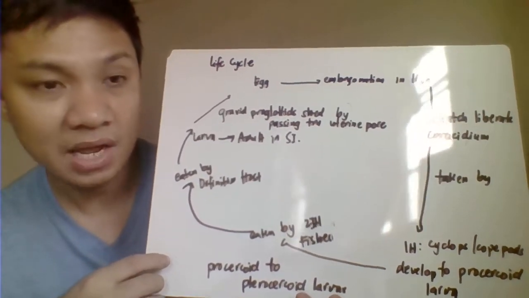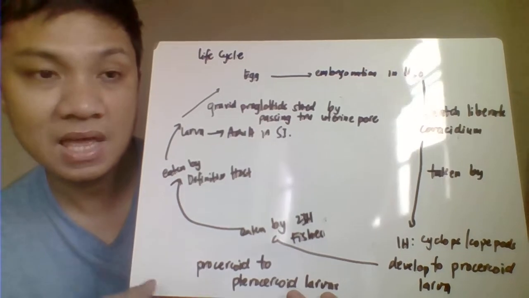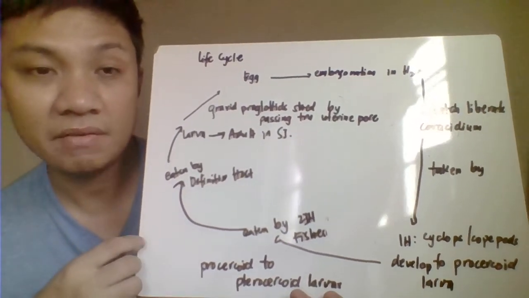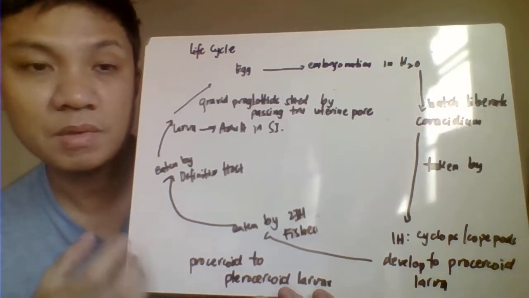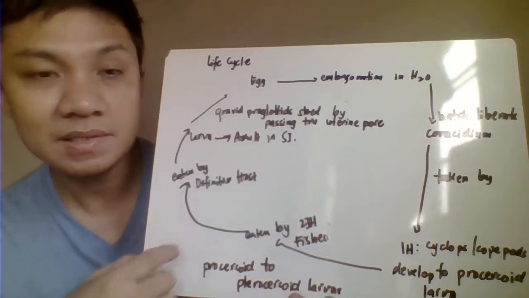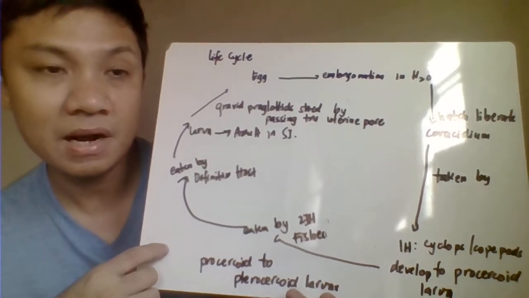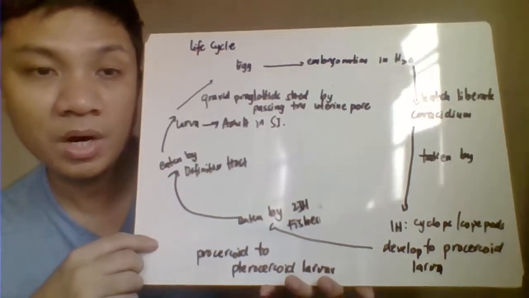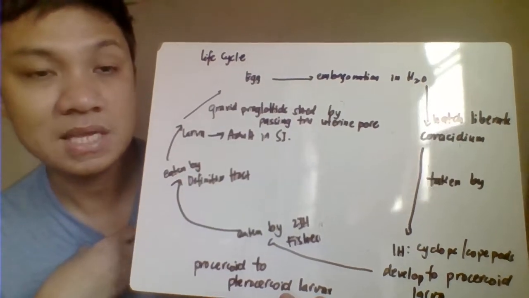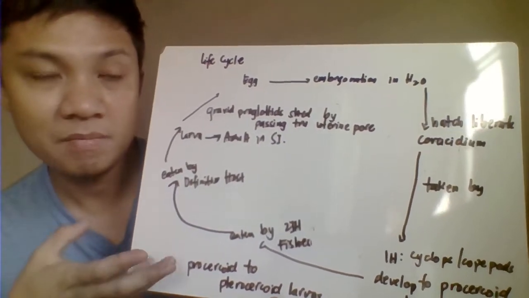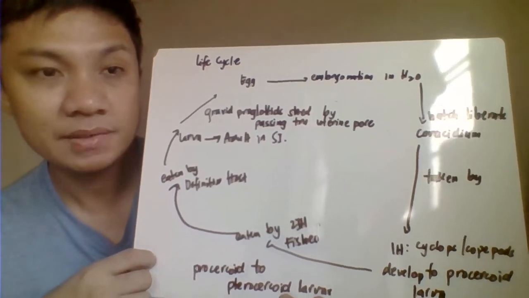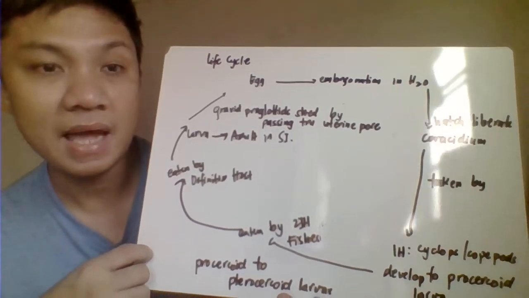If you ingest the second intermediate host having that plerocercoid, say, the second intermediate host being raw or uncooked, then you get infected by that. So once it's in your body, your plerocercoid larva will develop to become an adult worm, and then the adult worm attaches to your small intestine and performs self-fertilization. Then the graviproglottids will eventually shed the egg.